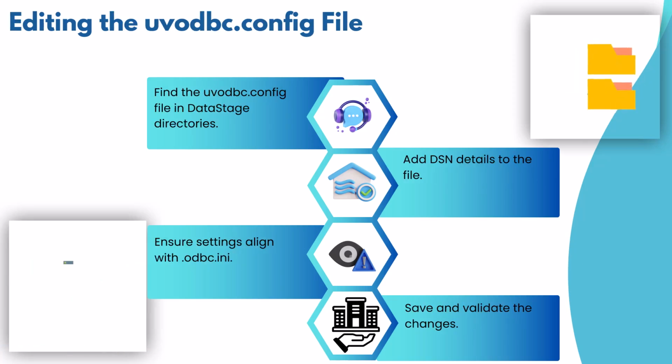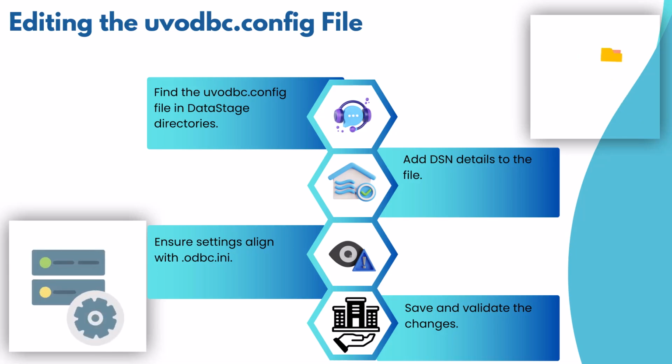Now let's tweak the uvodbc config file. It's like adjusting the final details of a masterpiece. Locate it in DataStage's directories, then plug in your DSN information. Double-check that everything aligns with your odbc.ini file. Consistency is key. Save it, cross your fingers, and validate. If all goes well, your setup is officially solid.